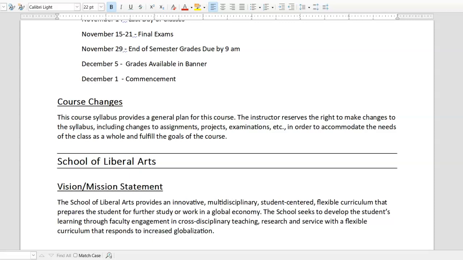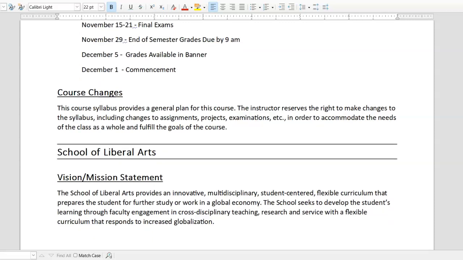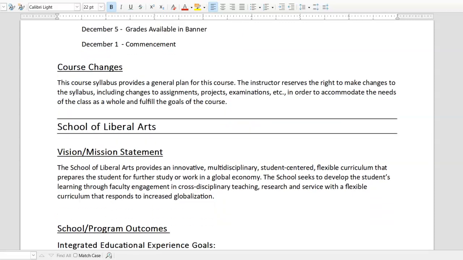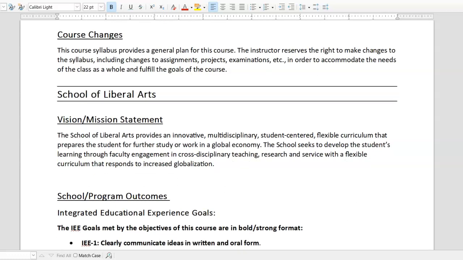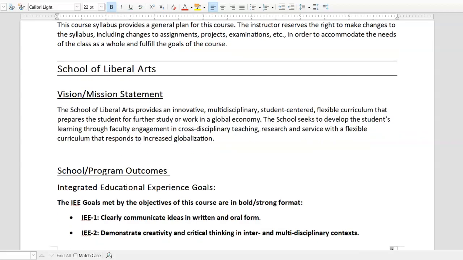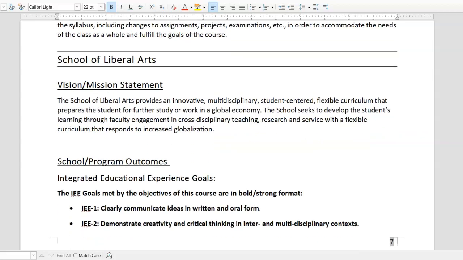Semester grades are due again the 29th, and on the 5th they'll be available in Banner, and then commencement is actually December 1st. So if you are a graduating senior, keep up. Course changes, because things get weird, COVID gets weird, because we're online. I don't see us having that many. It tends to fall pretty well in line, and all the discussion posts are there and structured. If something happens and, I don't know, we lose the internet for a week or something, then we'll talk about some changes. But for the most part, I think we're pretty safe here, unlike in an actual brick and mortar classroom.